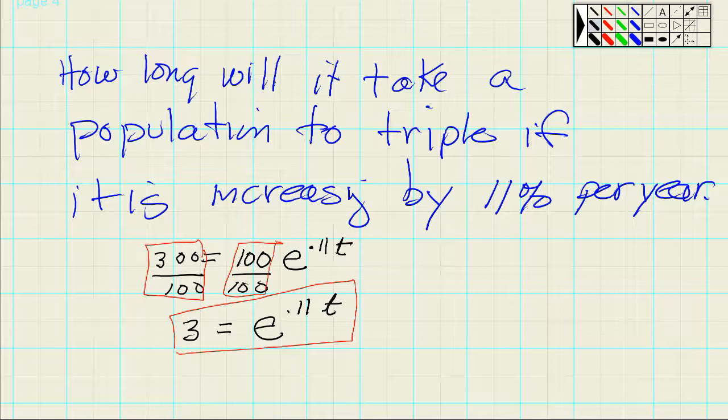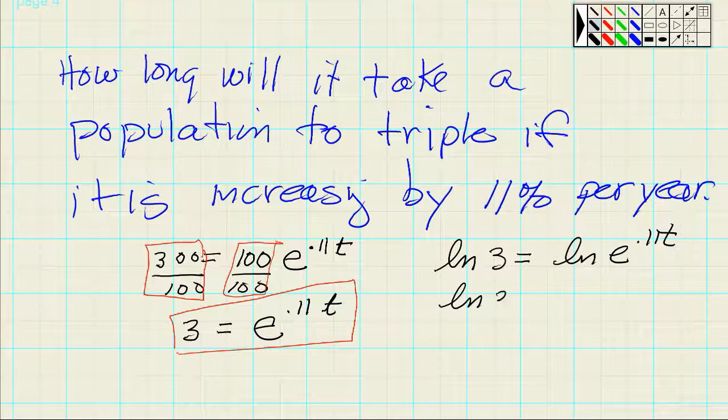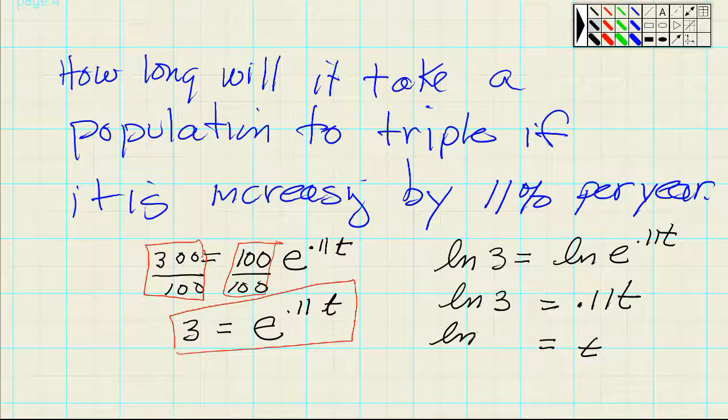I'll take the natural log of both sides. The natural log of 3 is equal to the natural log of e to the 0.11t. I end up with the natural log of 3 is equal to 0.11t. Divide both sides by 0.11. t is equal to the natural log of 3 divided by 0.11. And it turns out that the population would triple after, even rounding to 2 decimal places, 10 years.